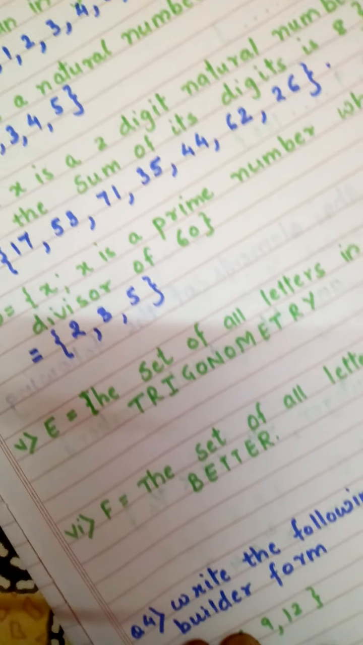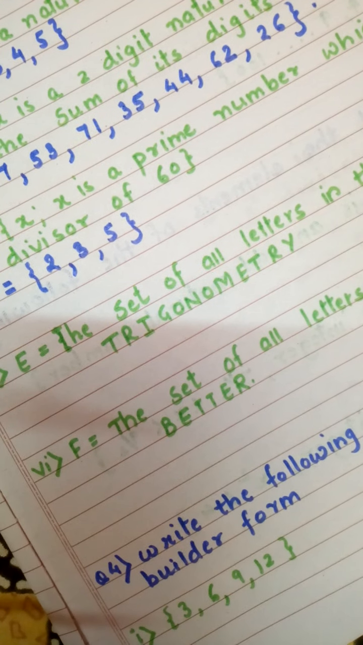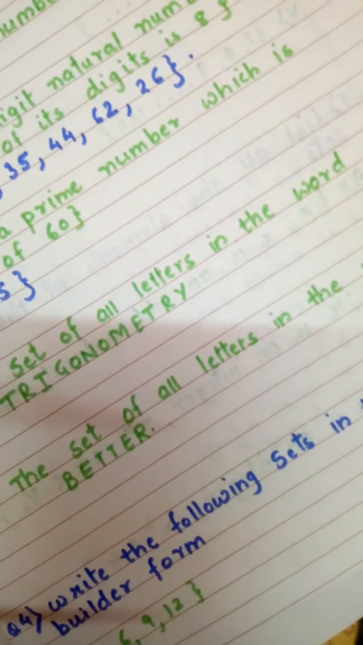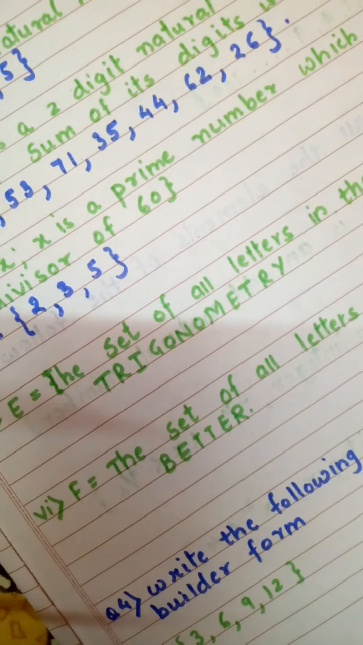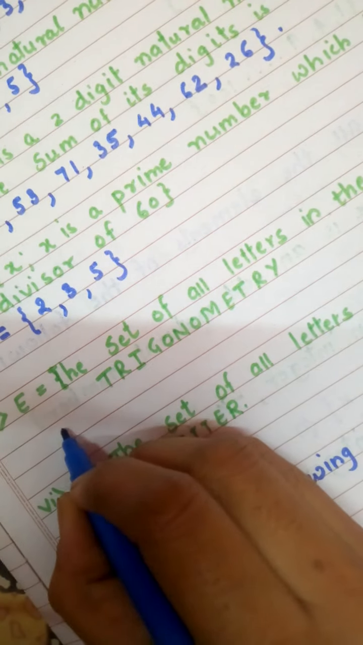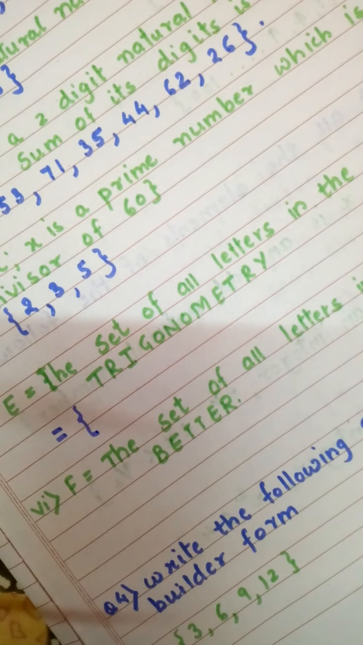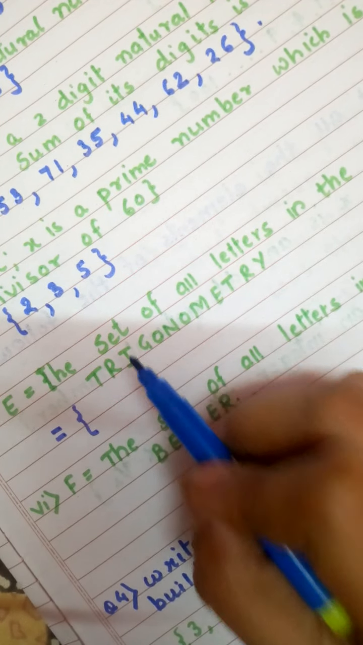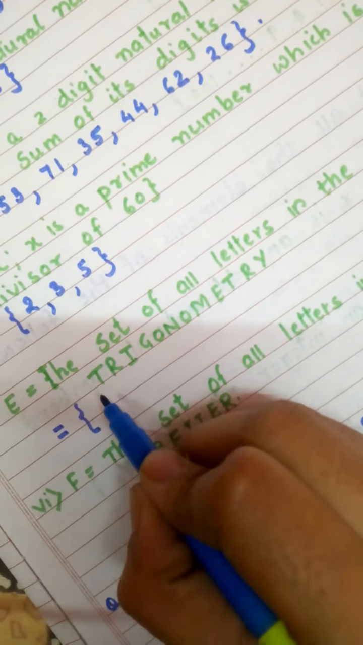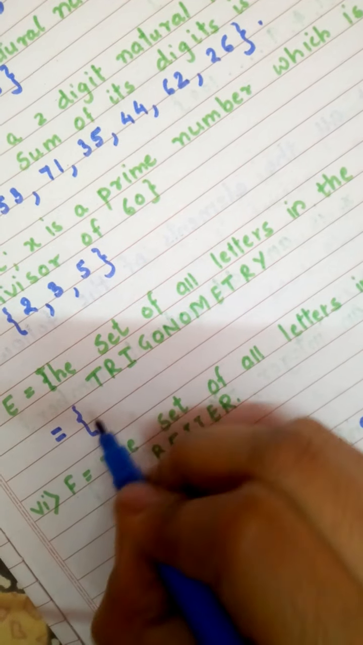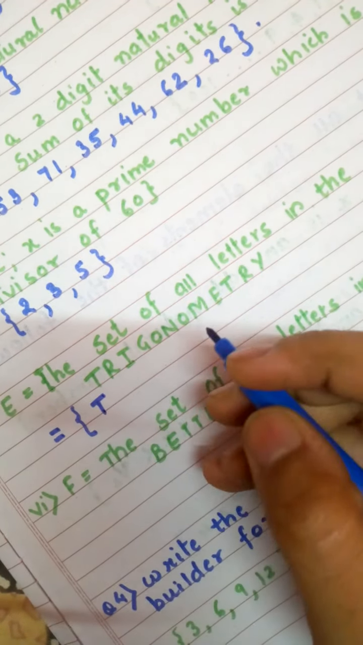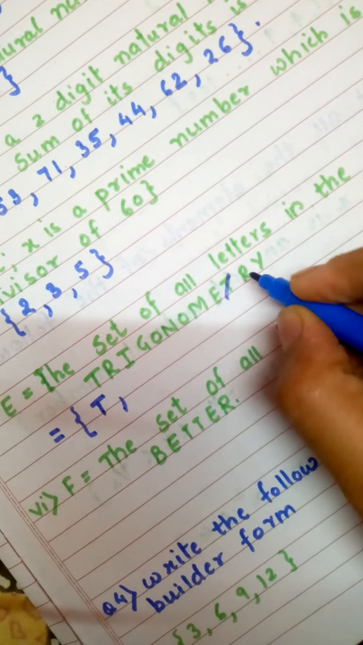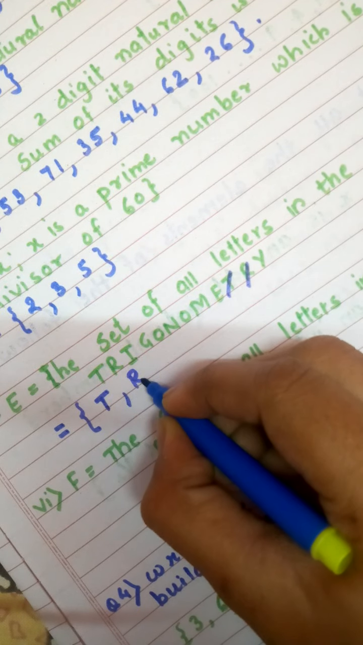Now next we have the fifth question. It says that E equal to the set of all letters in the word trigonometry. Letters in the word trigonometry. So when this type of question comes, you have to ignore the repetition of the letters, that is, you have to check that each letter appears only once. Now here T is appearing 2 times, so we have to take that T only once. Okay, so this T is gone. Then R is also coming twice, but that R we have to take only once.